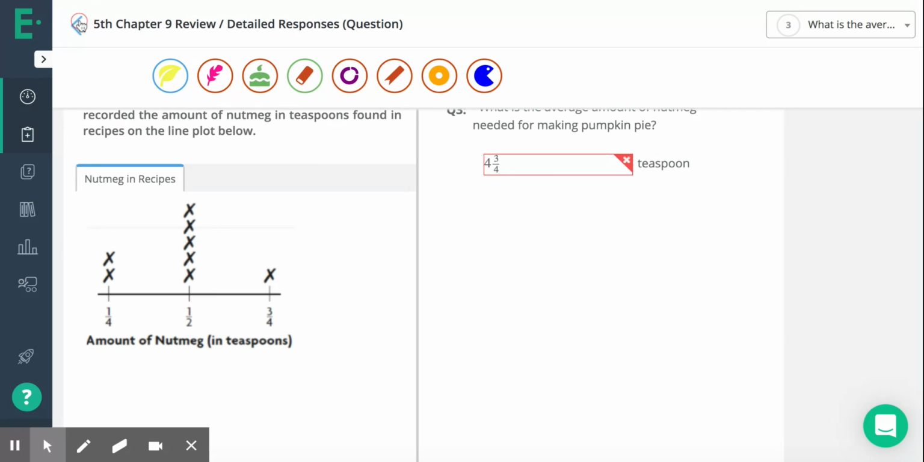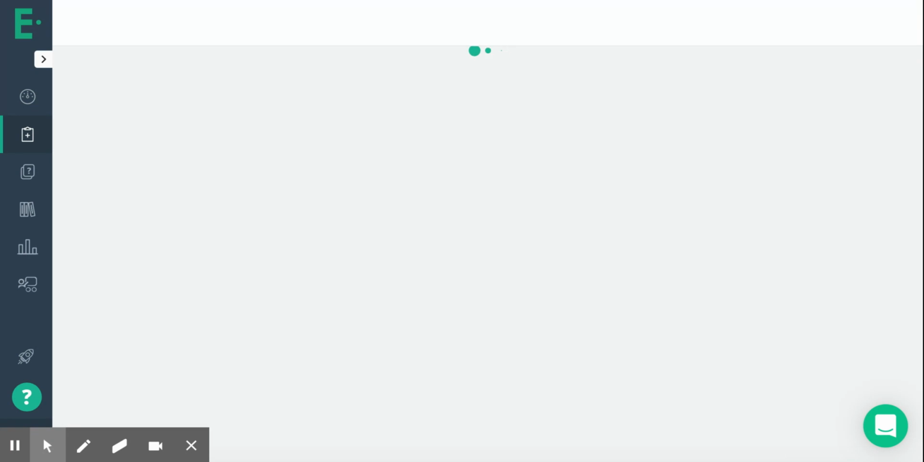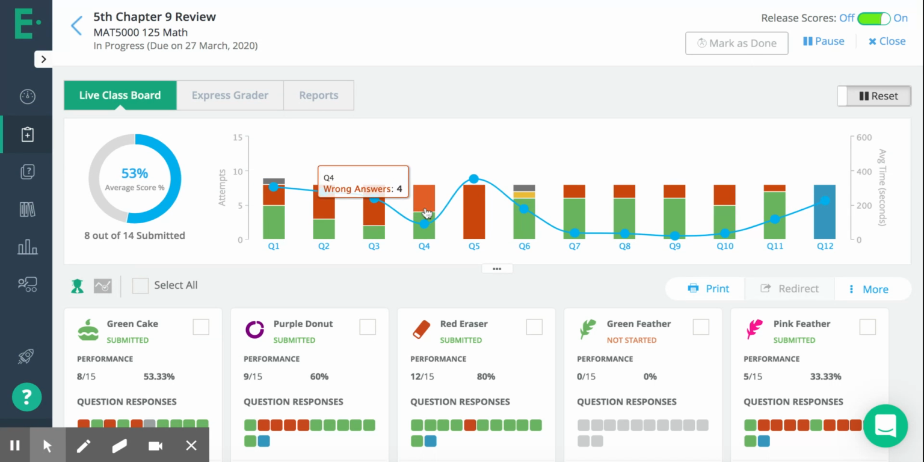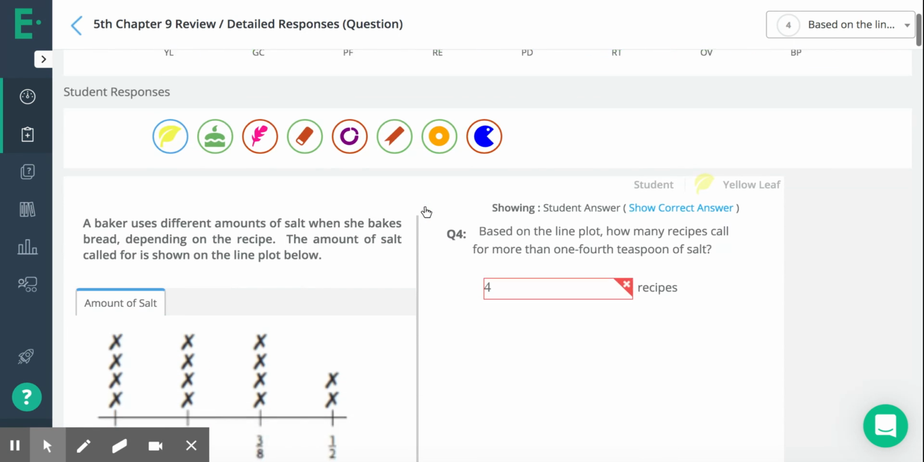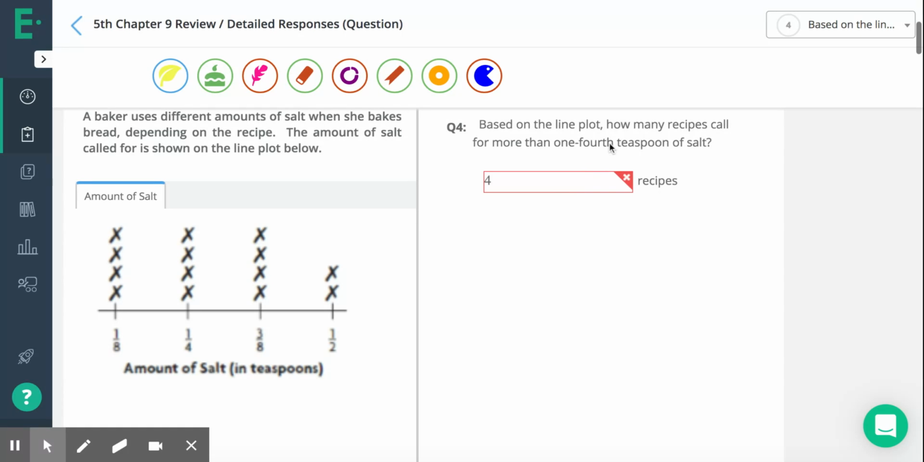Okay, let's try another one with question number 4 and 5. Question number 4, half of us got. We need to look at this number line and decide how many recipes would call for more than 1/4 teaspoon of salt. Well, I'm going to annotate that: more than 1/4 teaspoon.